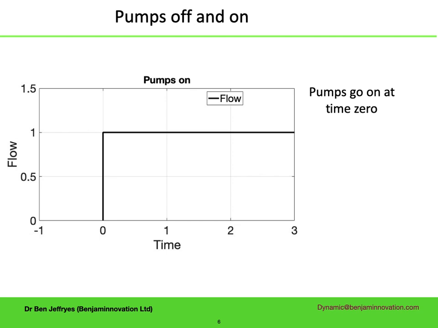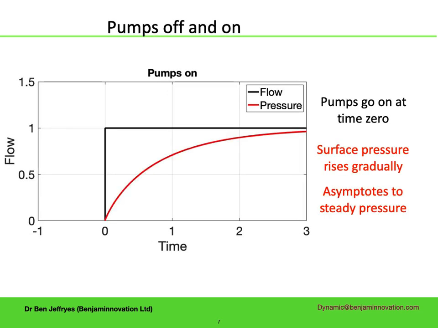What about in the other direction, at the end of the connection? Pumps go on at full stroke rate at time 0. The surface pressure rises gradually. It asymptotes to its steady state value. In the same time it took for the surface pressure to drop to 0 when the pumps went off, the pressure is well below the steady state value when the pumps go back on.